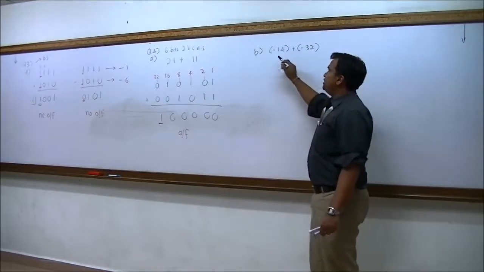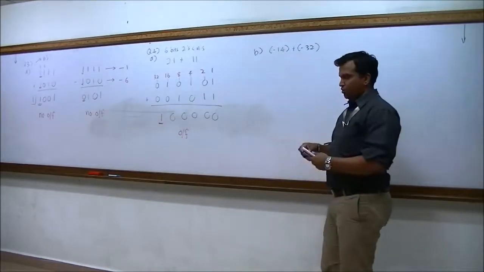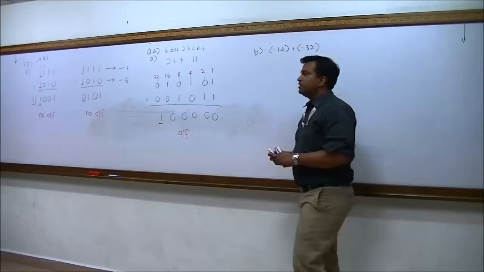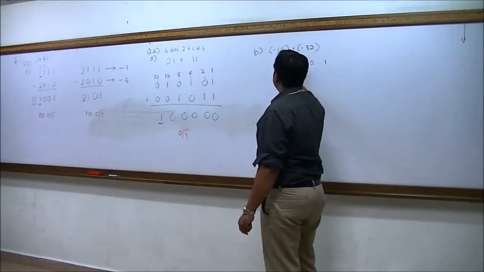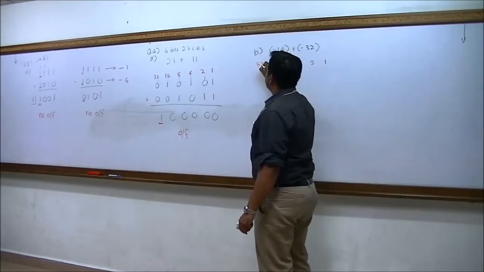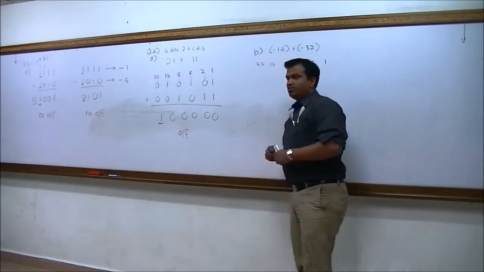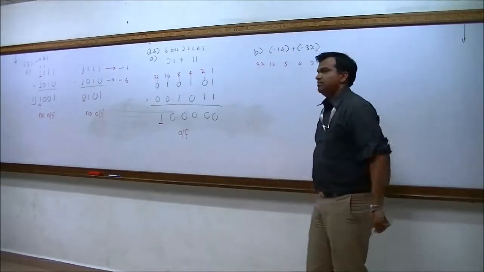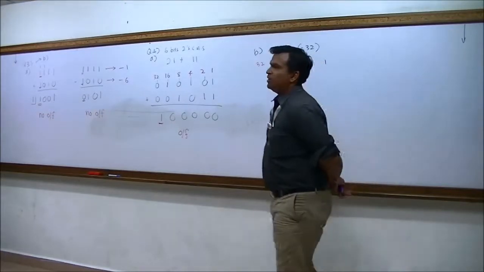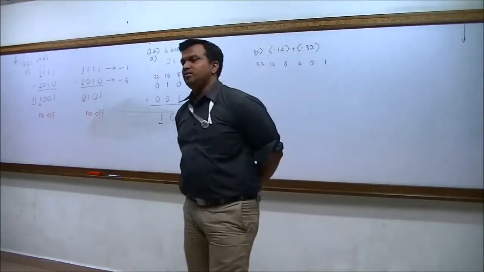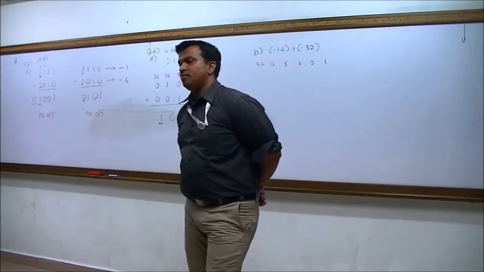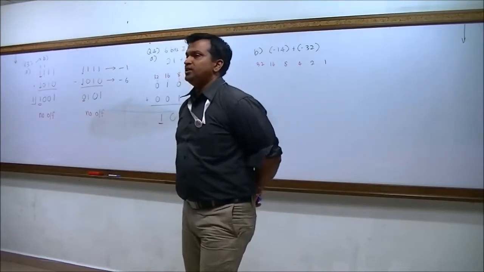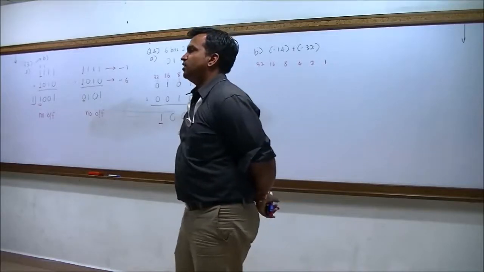Okay. The next example is negative 14 plus negative 32. Again, this is also 6 bits. So what we do, we write down the weightage 1, 2, 4, 8, 16 and 32. Now this is negative 14. Just now, we went from binary to decimal, and for negative numbers we added up the weightage of zeros and then we plus 1.